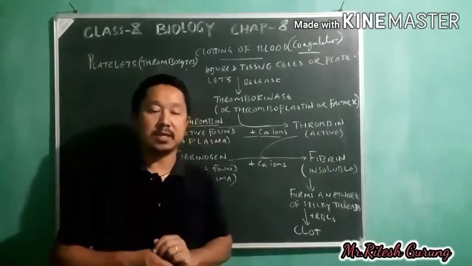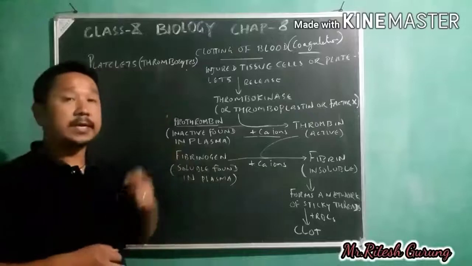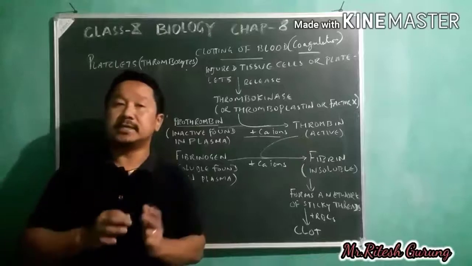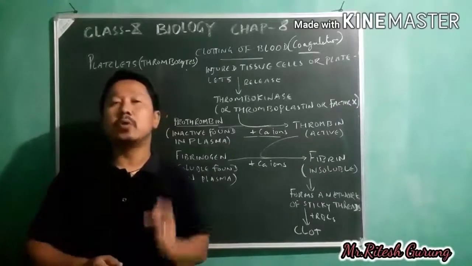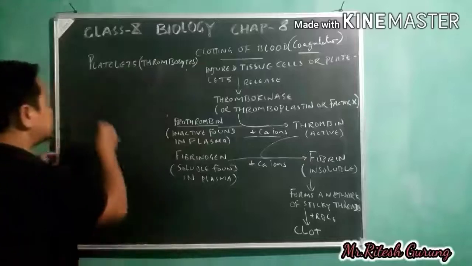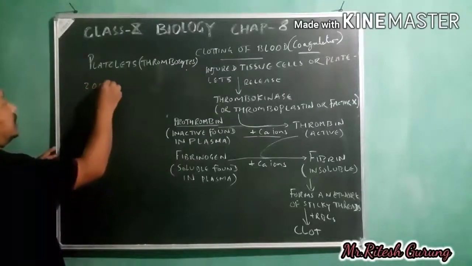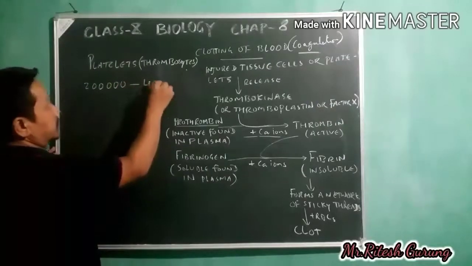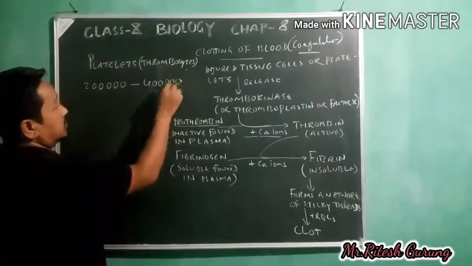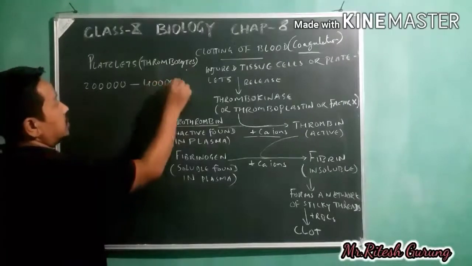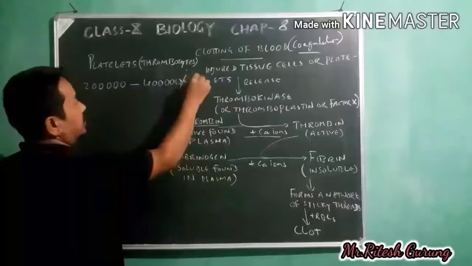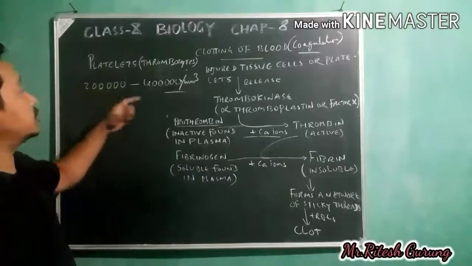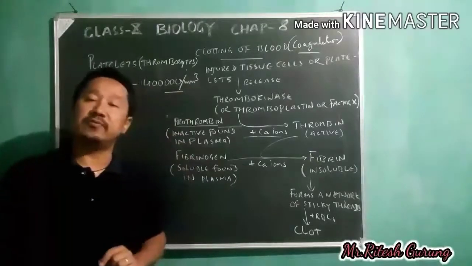The number of platelets ranges between 2 lakhs to 4 lakhs per cubic millimeter of blood. That means the number of platelets ranges between 2 lakhs to 4 lakhs per cubic millimeter of blood.